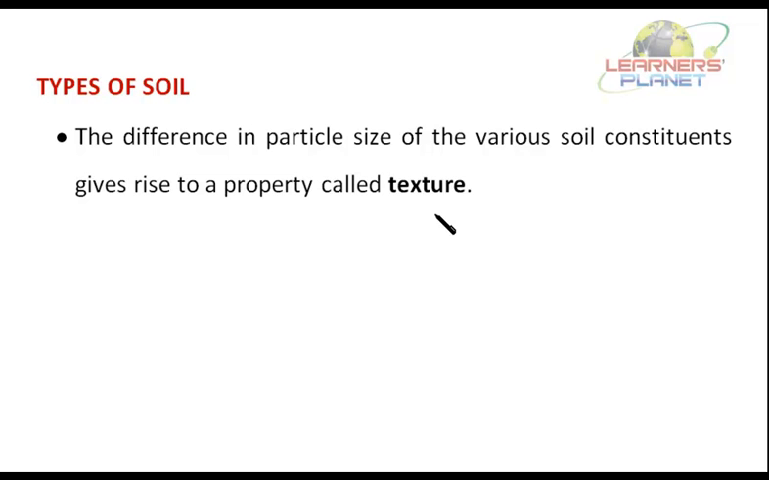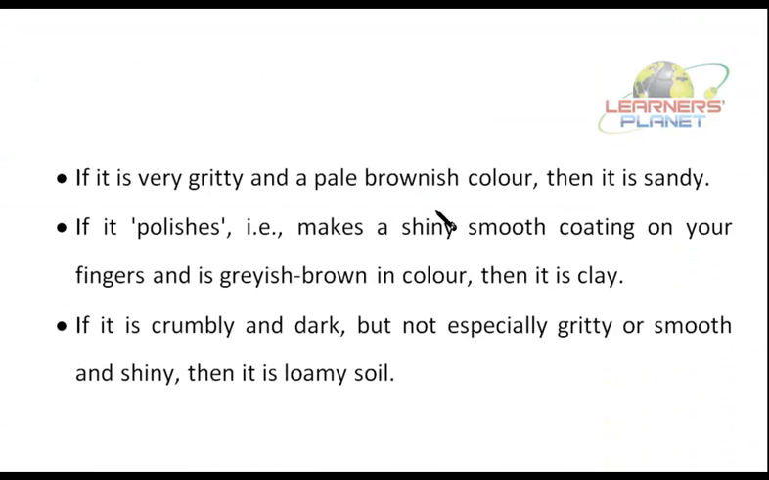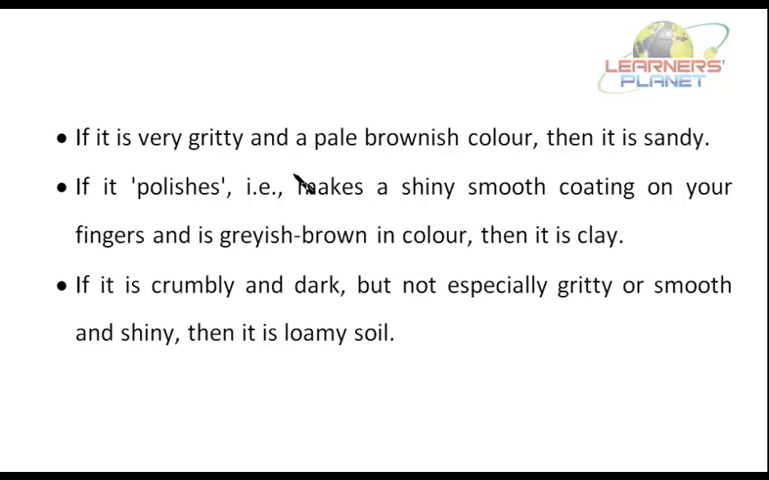So, the easiest way to identify the type of soil is to take some in our fingers, wet it and roll it between our fingers. What will happen? If it is very gritty and a pale brownish color appears, then it is sandy soil. If it polishes, that is, it makes a shiny smooth coating on your fingers, and if it is grayish brown in color, then it is clay. And if it is crumbly and dark but not especially gritty or smooth and shiny, then it is loamy soil.